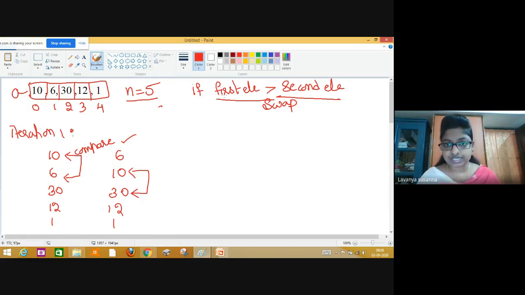Again see the condition: first element is greater than second element. Here the first element is 10, and you are comparing only two elements. 10 greater than 30? 10 is not greater. You need to swap only when the first element is greater. So no need to swap. No swap, write down like this. No need to swap because 10 is not greater, right? Write down the elements as it is.